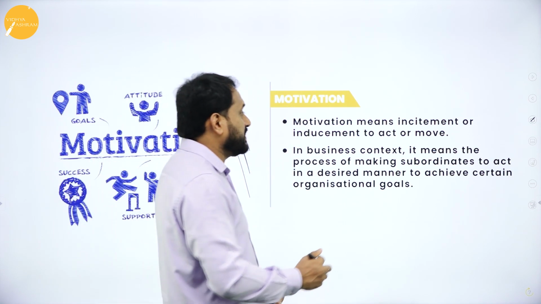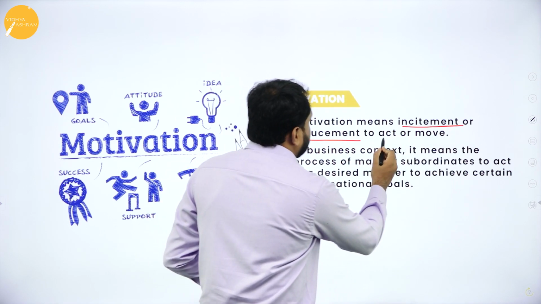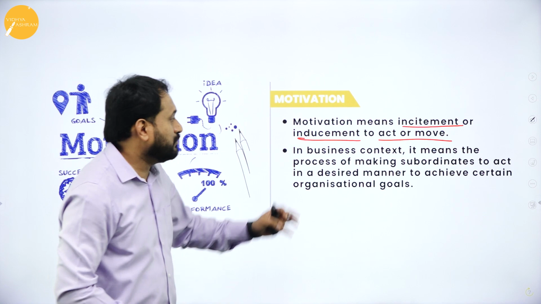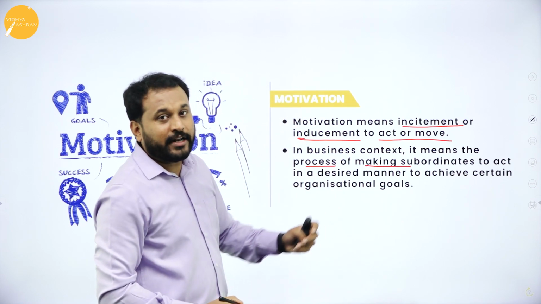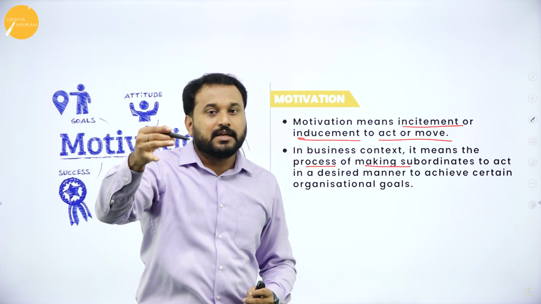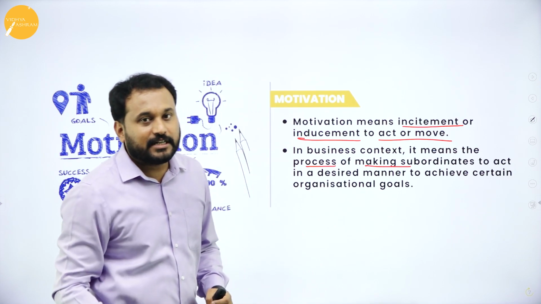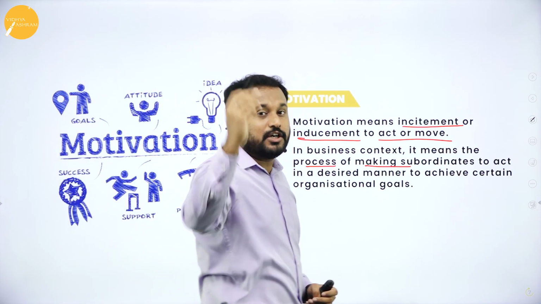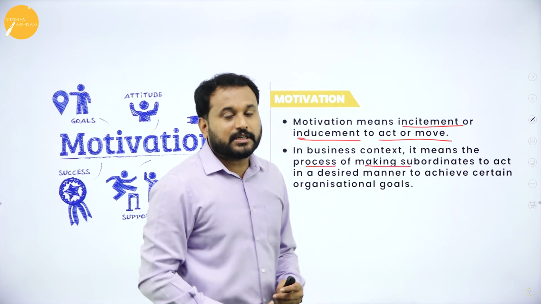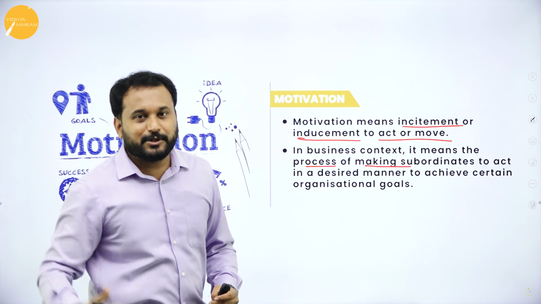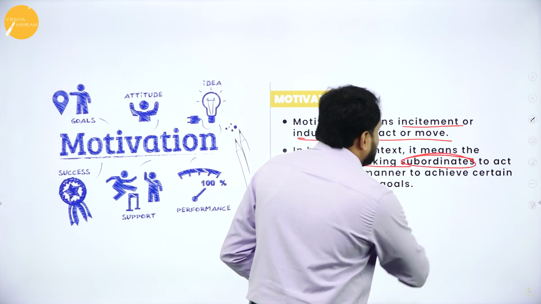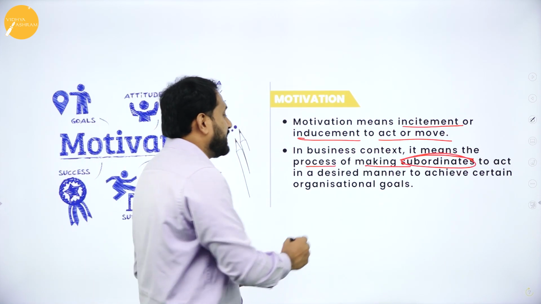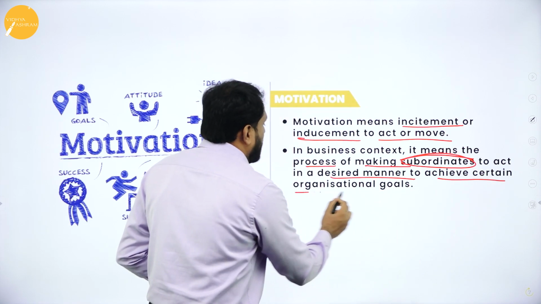Here motivation means incitement or inducement to act or move. In a business context, it is the process of making subordinates act in a desired manner to achieve certain organization goals. Whom are you supposed to motivate? Will you motivate the top level? No, the top level will motivate the middle level, and the middle level will motivate the supervisory level. That is why motivation flows from top to bottom. Nowhere will the subordinate motivate top level management to do any work. That cannot happen.